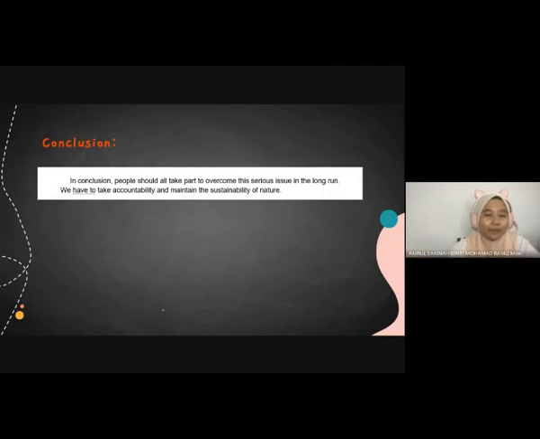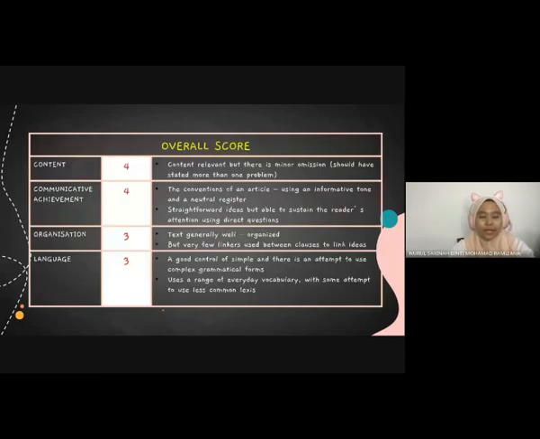Okay, in conclusion, very simple, very straightforward. In conclusion, people should all take part to overcome this serious issue in the long run. We have to take accountability and maintain the sustainability of nature. Okay, very straightforward. Actually, they have already recapped what they emphasize, what people should do next after this. So it is better not to repeat all the things. You find a statement that can emphasize what you have been talking about before. Okay, so the strength is very straightforward, compact ideas. Okay, compact ideas.